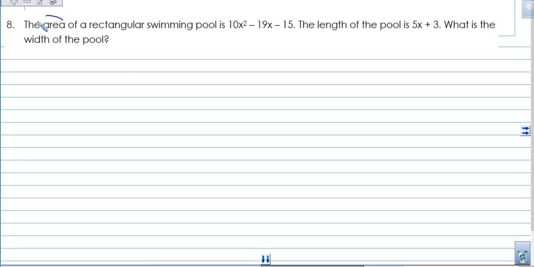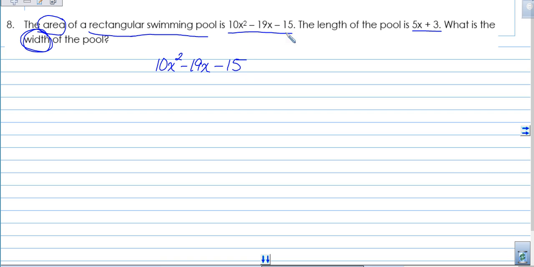Okay, it says the area of a rectangular swimming pool is this. It says the pool's length is 5x plus 3. What is the width? So we're looking for the width. So we take 10x squared, the negative 19x, and the minus 15.